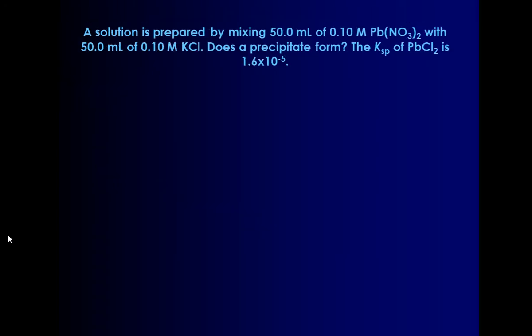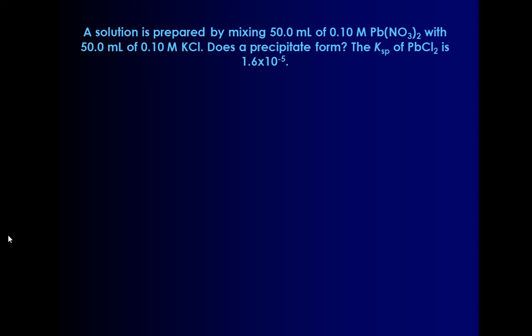And then our final example is one where we have to account for the dissolution. We have to account for the fact that we're mixing two solutions together, and so we're going to have a dilution of their volumes. We have 50 mL of 0.1 molar lead(II) nitrate with 50 mL of 0.1 molar potassium chloride, and we want to know if a precipitate forms.